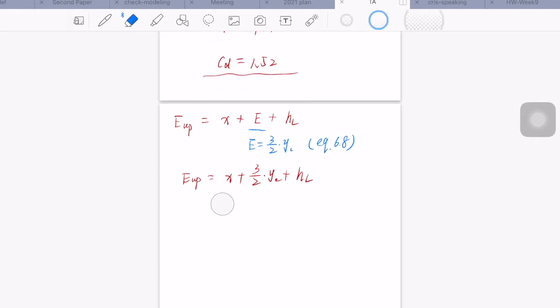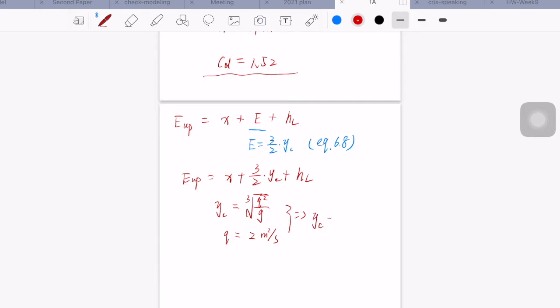And we know y sub c equals the cubic root of q squared over g, and we know the discharge per unit width we calculated before equals 2 meters squared per second. So we can determine y sub c, the critical depth, should be equal to 0.742 meters.